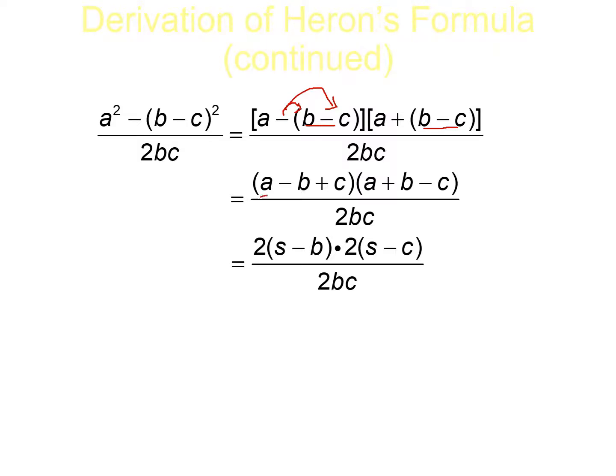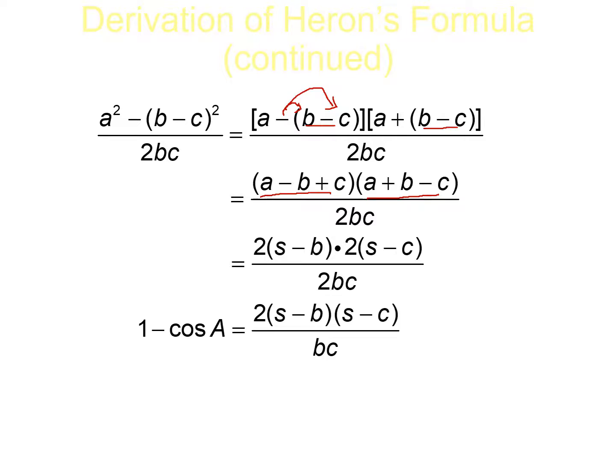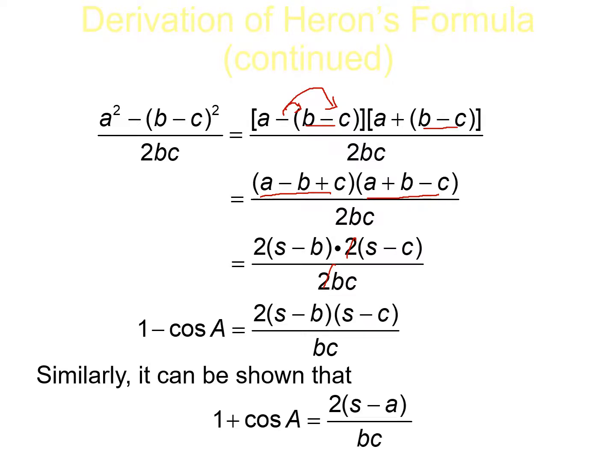Now, a minus b plus c and a plus b minus c can be rewritten as 2s minus 2b times 2s minus 2c. Now, one of these twos will go away. It doesn't matter which one. And so we're left with 1 minus cosine of A is 2 times s minus b times s minus c all over bc. We can show that 1 plus cosine of A is 2 times s minus a divided by bc.